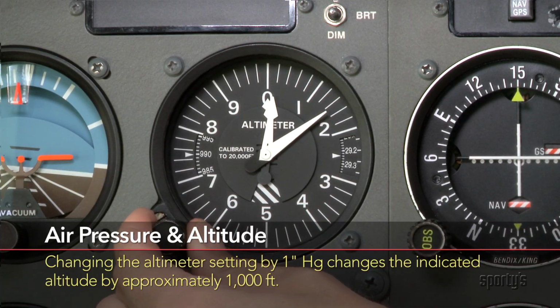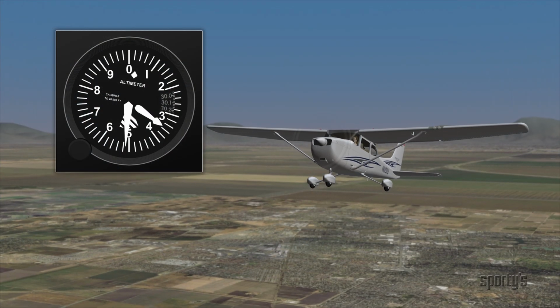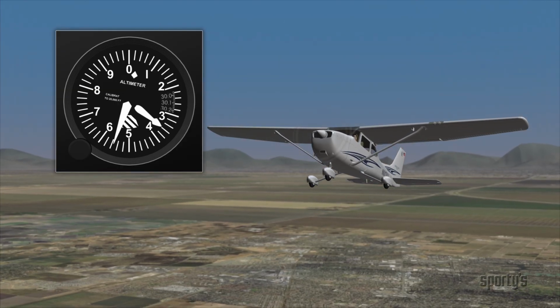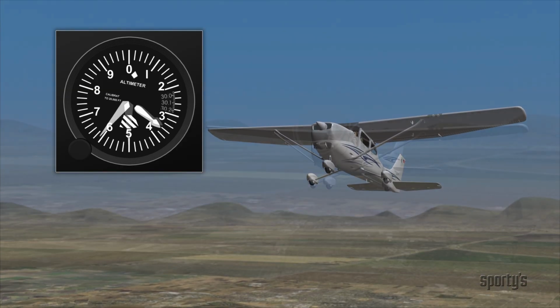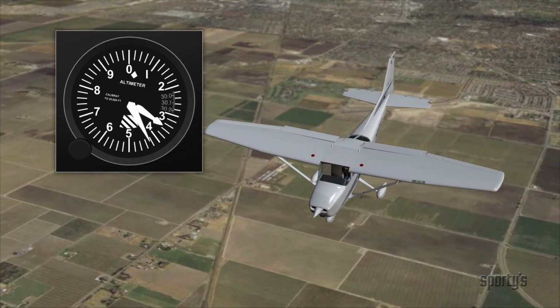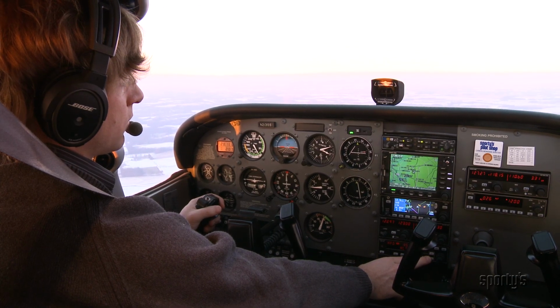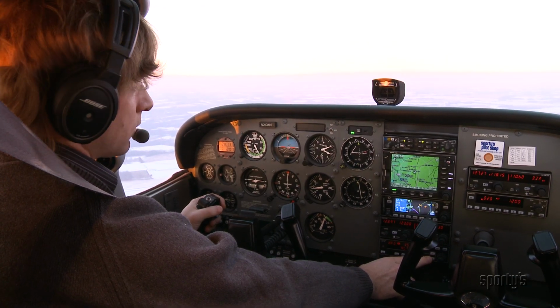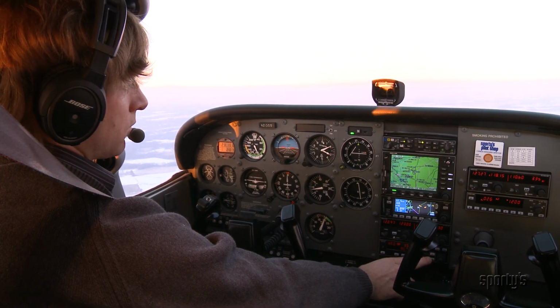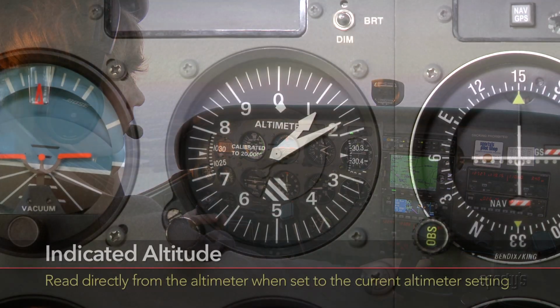Remember that pressure decreases with altitude. If an altimeter senses lower pressure, it will indicate a higher altitude. Conversely, higher pressure indicates a lower altitude on the altimeter. Even though you will fly the airplane by the altimeter indication, as a pilot, you will deal with a number of different kinds of altitudes.